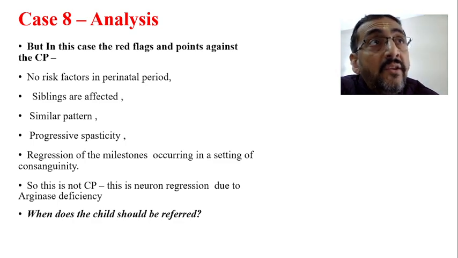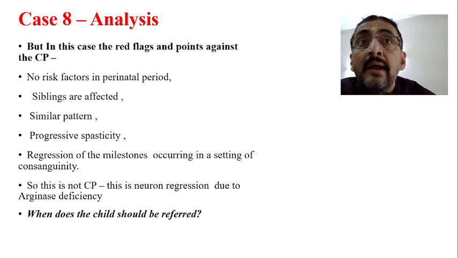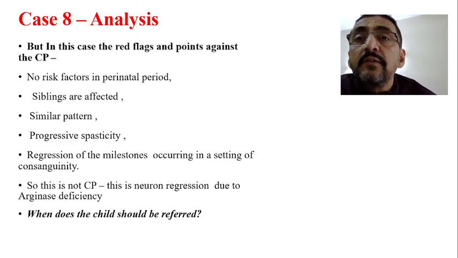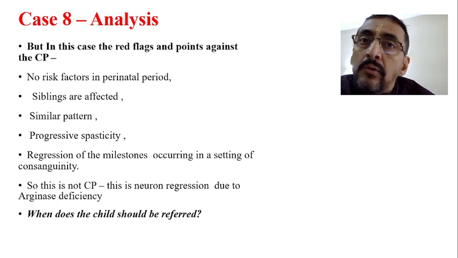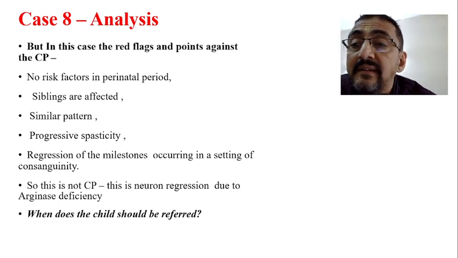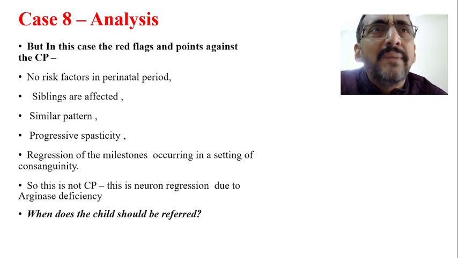CP is a one-time injury, and whatever damage occurs happens at one time, and later onwards there is no progressive involvement, because CP is by definition a non-progressive disorder. It is not a progressive one. But here the history is suggestive of a progressive disorder, and regression of the milestones is occurring in a setting of consanguinity. Now, regression is not seen in CP.